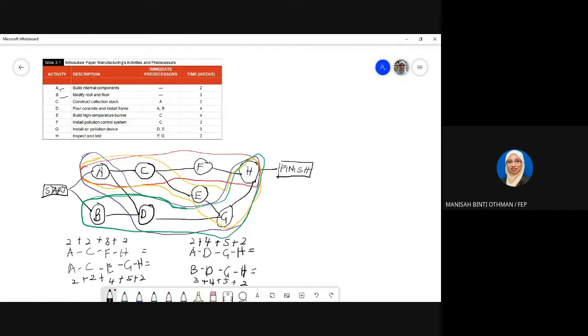So now you can calculate the time duration for each path. The first is 9 weeks. Make sure I write the duration correctly; please double check. Then ADGH is 2, 4, 6, 11, 13.